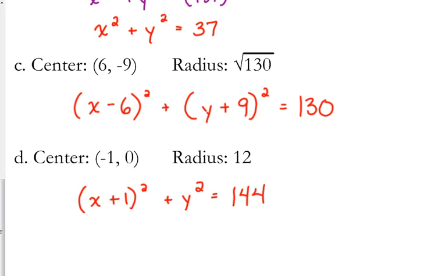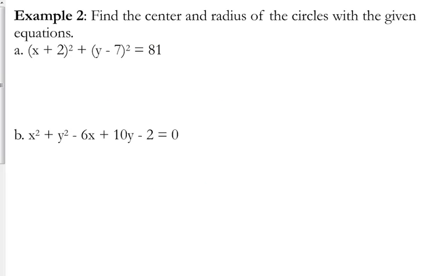You can have kind of a combination of the two. All right, so that's pretty simple. It's just plugging numbers into a formula. Well, let's look at when we're given the formula, can we tell someone what the center and the radius are?